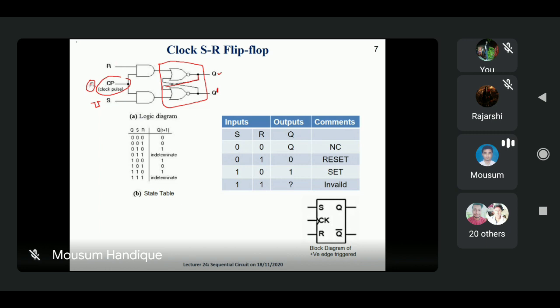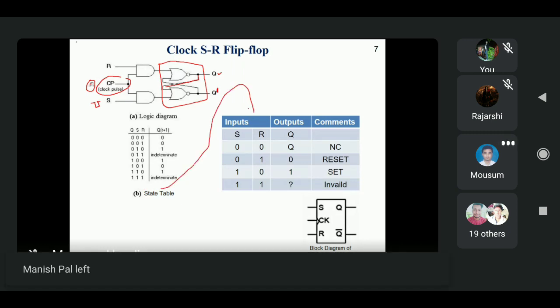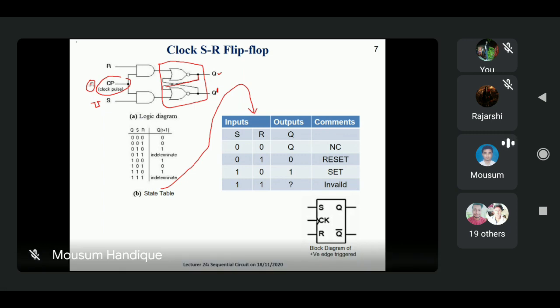So suppose we are using the positive edge triggered. When we are using the positive edge triggered, sorry, this particular state table is directed here. By mistake I wrote it here. So this one is no longer a truth table. This one is called a state table.